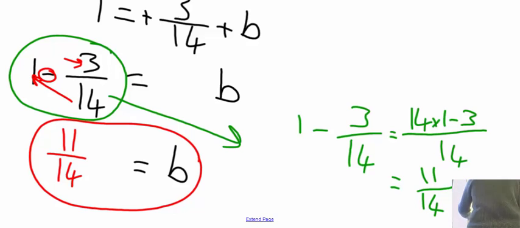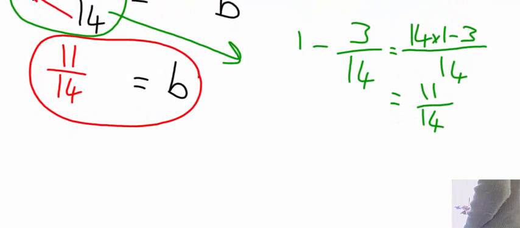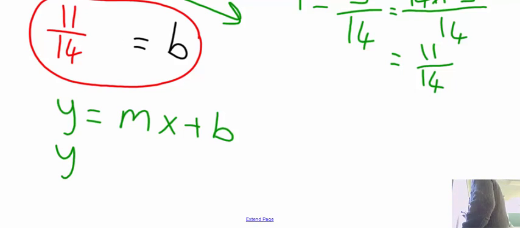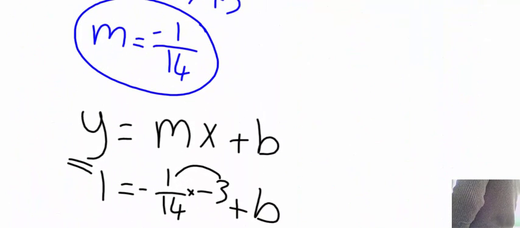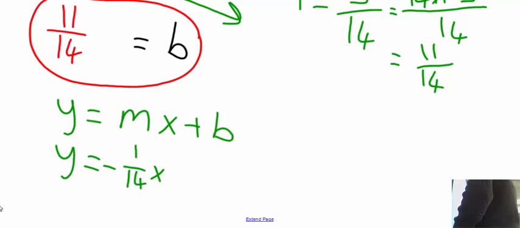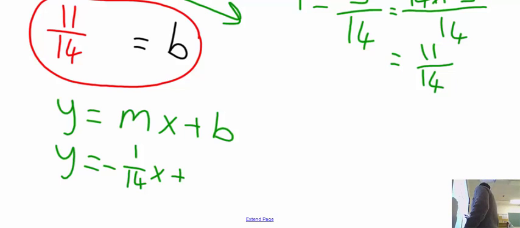And that is my y-intercept. And if you want me to write down the equation, y equals mx plus b, I'm going to be done like this. y equals, what is m? m is minus 1 divided by 14, so minus 1 divided by 14 x. And then b, I found out, is 11 divided by 14, so plus 11 divided by 14. Done.